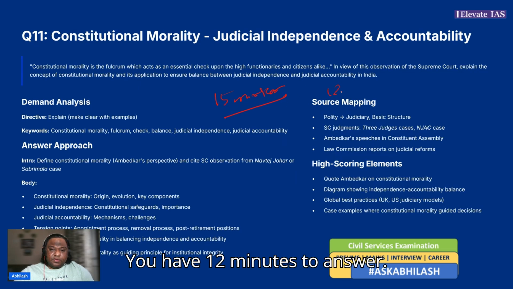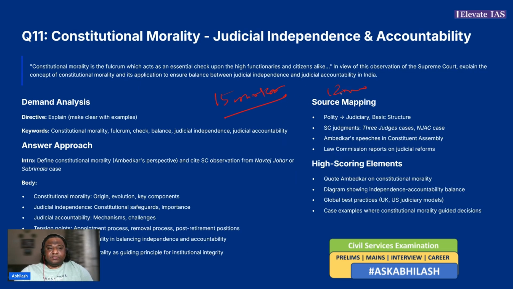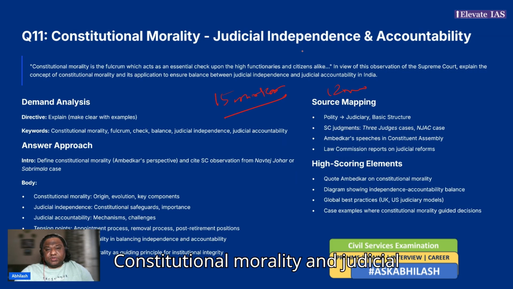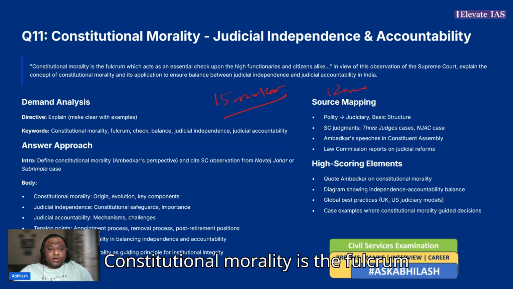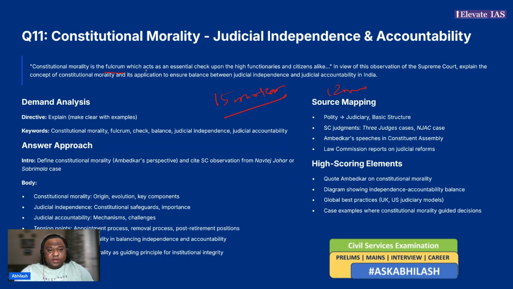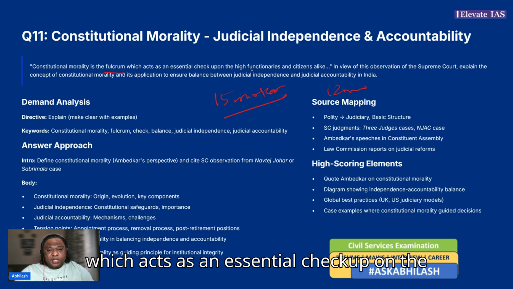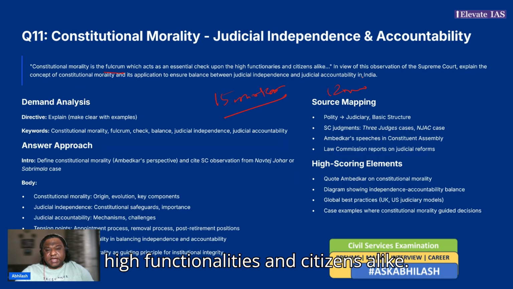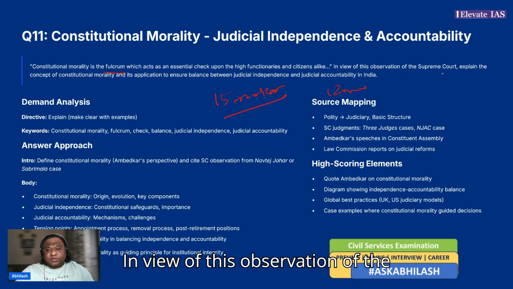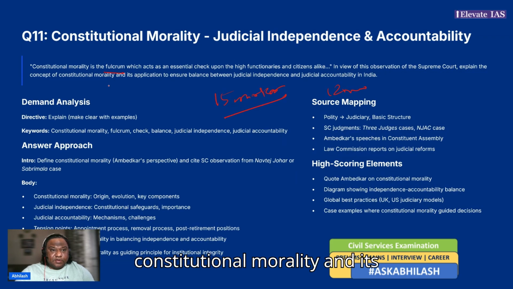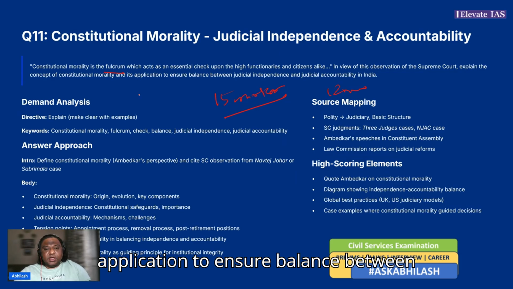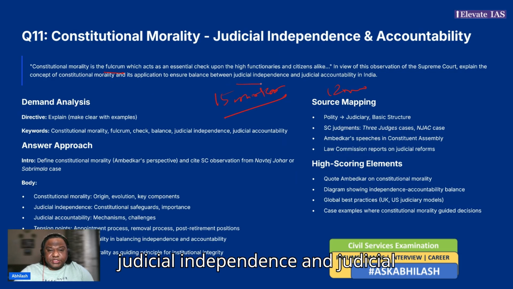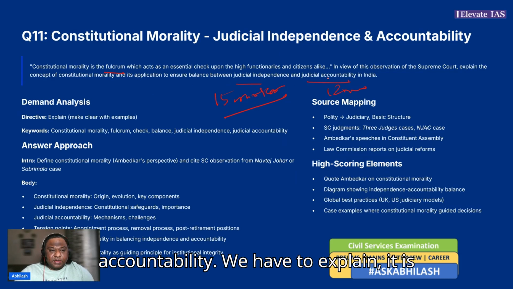Now comes the next part of the paper, the 15 marker, where you have 12 minutes to answer. Constitutional morality and judicial independence and accountability. Constitutional morality is the fulcrum which acts as an essential check upon the high functionaries and citizens alike. In view of this observation of the Supreme Court, explain the concept of constitutional morality and its application to ensure balance between judicial independence and judicial accountability.